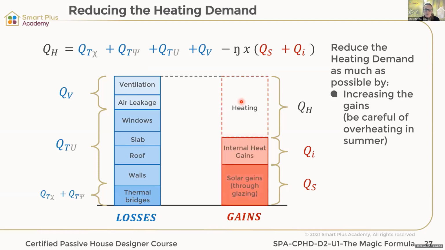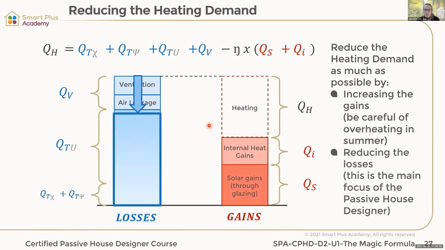The other solution would be we could reduce our losses. Okay, so we could bring those losses down, and that also means that our heating demand will go lower. And this is probably the main focus of what a passive house designer does, to reduce the losses as much as possible so that we get a balance where that heating demand is small.